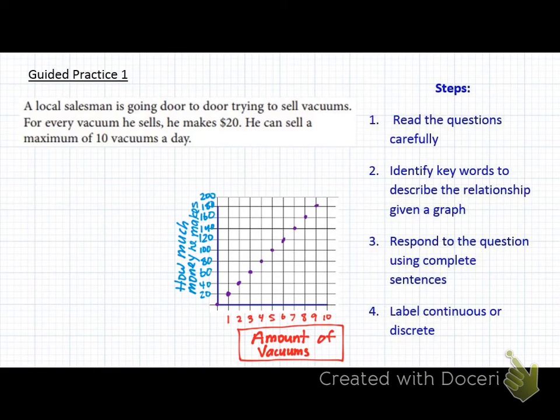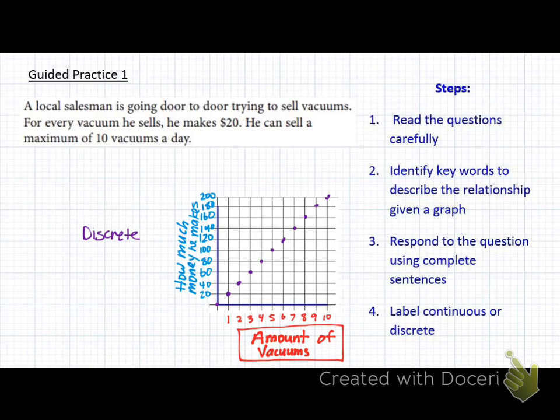So do we draw a line through this? No. Because if we did, look what happens if I draw a line. It's like us saying that if this person sold 5.5 vacuums, he should have how much money? $110. Can they sell 5.5 vacuums? No, people aren't going to buy half a vacuum. Does that make sense? So do we draw a line through this? No, because it's not continuous. It is discrete. So we're not going to draw a line. If you drew a line, please take it out. And you should write discrete, okay?